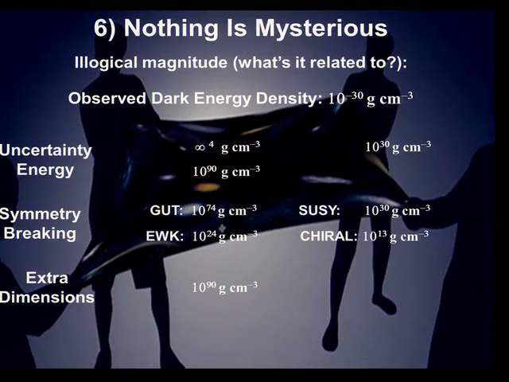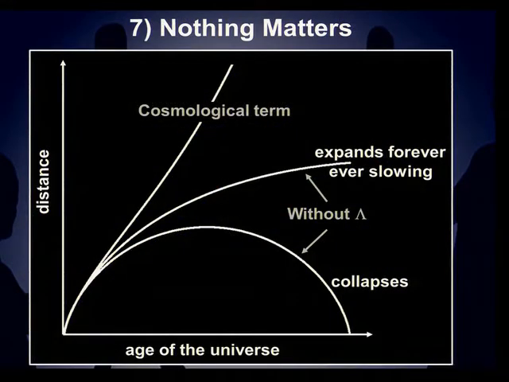It's the illogical magnitude. What is it related to? The observed dark energy is much different than all these numbers that you can come up with from particle physics. Why is the energy density of the vacuum today so small? It's a mystery. Finally, nothing matters. If there is an energy density in nothing, then it will be an effective cosmological term that determines the ultimate evolution in the expansion of the universe.